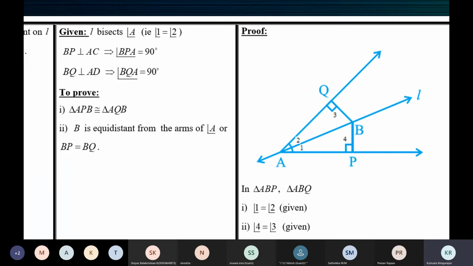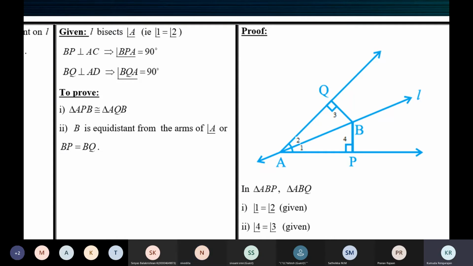Who bisects angle A? L, ma'am. L bisects angle A. So what is the consequence when L bisects angle A? What happens? Ma'am, it divides into two equal parts. Which are the two equal parts? Angle 1 and angle 2, ma'am. Angle 1 and angle 2.